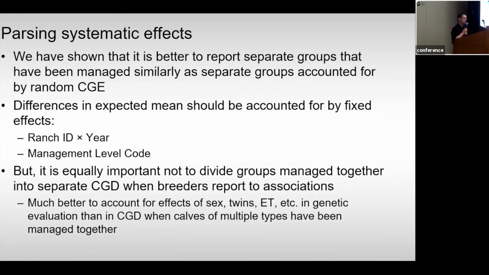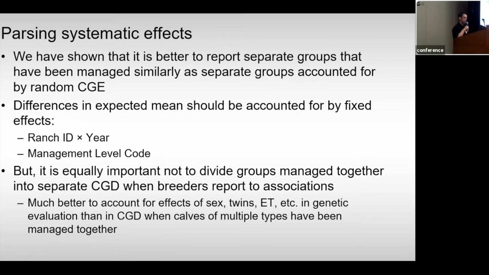The other thing we wanted to make mention of is this notion of parsing systematic effects. So we've illustrated in the small simulated example that Mark did that it's better to report separate groups that have been managed similarly as one group by accounting for them in a random contemporary group. And differences in expected mean could be accounted for by the fixed effects of range ID, year, and management level code.